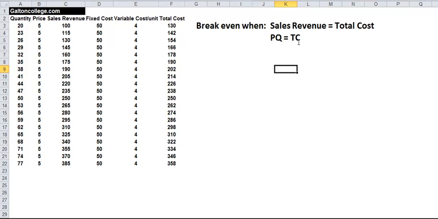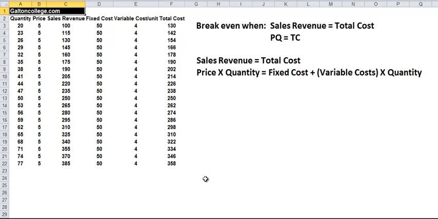Price times quantity equals total cost. Sales revenue equals total cost. Just expanding that, price times quantity is sales revenue. And total cost here, well, that's just equal to fixed cost plus the variable cost per unit times the quantity. So fixed plus variable costs must equal the sales revenue.